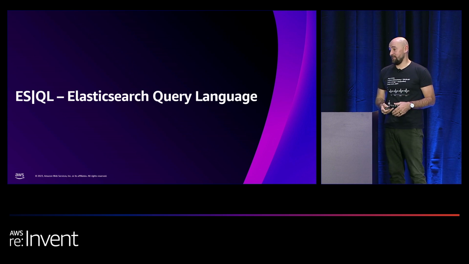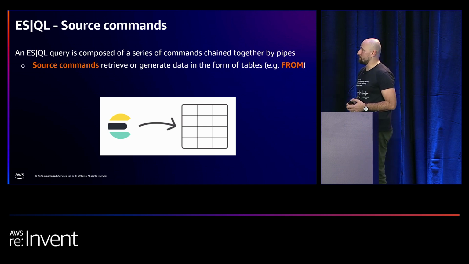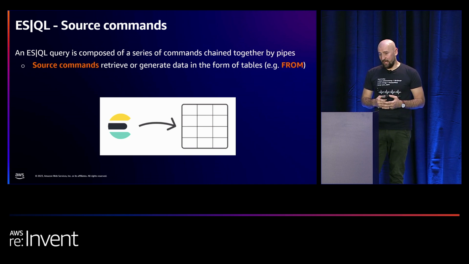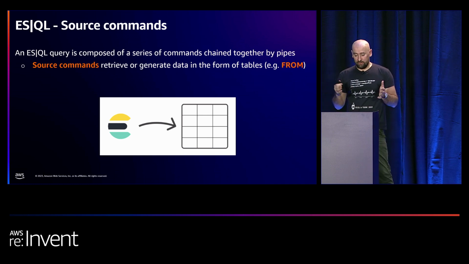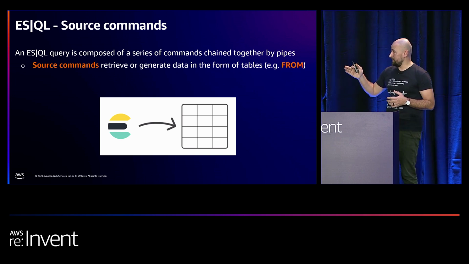The second is, of course, the language itself. When you write an ESQL query, you start off with some source commands. So it's a series of commands that are chained together with pipes. A source command retrieves and generates data in the form of a table. So if you take a from command, it will generate a table that you retrieve from Elasticsearch, illustrated by the icon here.